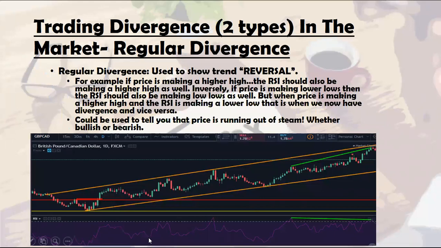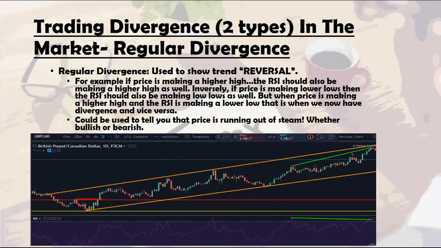All right, so we did just talk about regular divergence, which is used to show a trend reversal. For example, if price is making a higher high, the RSI should also be making a higher high as well, showing everything's in alignment, that the traders are actually trading the way the price is going. Inversely, if price is making lower lows, then the RSI should also be making lower lows. But when price is making a higher high and the RSI is making a lower low, that is when we now have divergence, and vice versa.